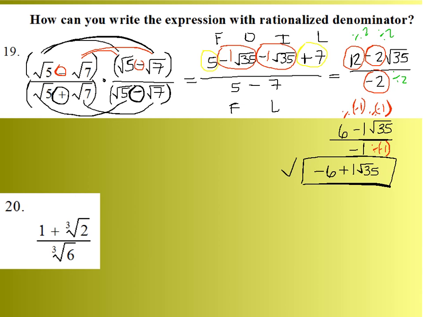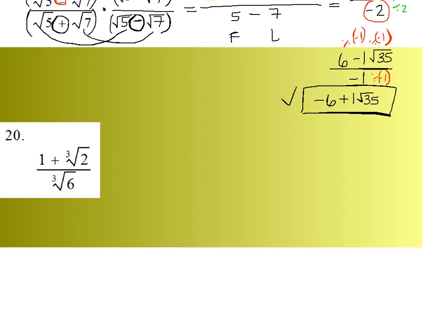All right, last problem, number 20. Let's scroll down a little bit. All right, so we need to rationalize this denominator. We only have one term here. 6, we only have 1 6, and we need a total of 3 of them. So that means we need 2 more 6s.